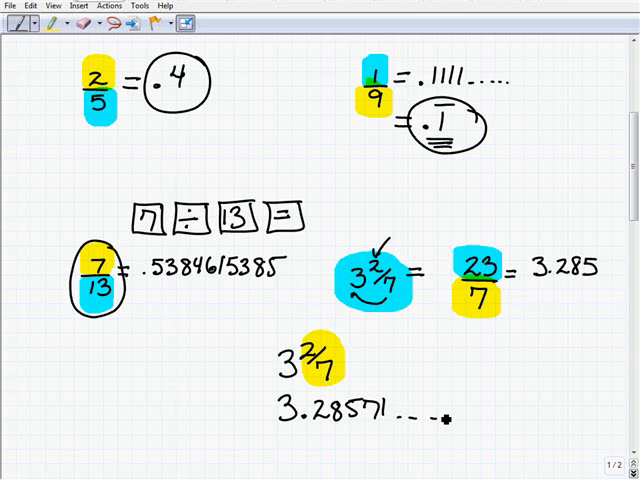But with that said, we also need to know how to take a decimal and turn it into a fraction. That's going to be our next example set.